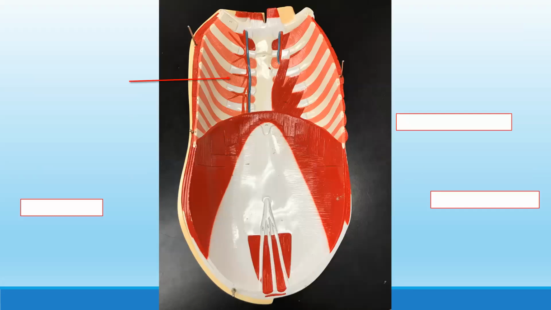Now, if we flip over our torso model, we can see the internal intercostal muscles. Now, the external intercostals, when they contract, they elevate the ribs. When the internal intercostals contract, they depress the ribs. So when the externals contract, the rib cage rises, the chest cavity gets bigger and air rushes in. When the internals contract, the chest cavity shrinks and the air goes out. There's your internal oblique right there. That's all you can see of it.